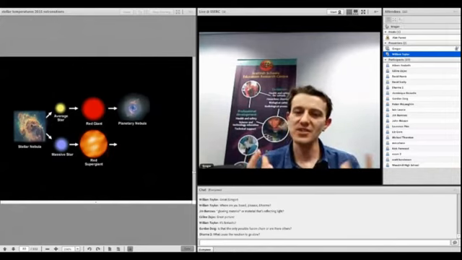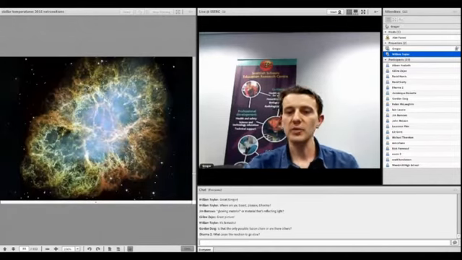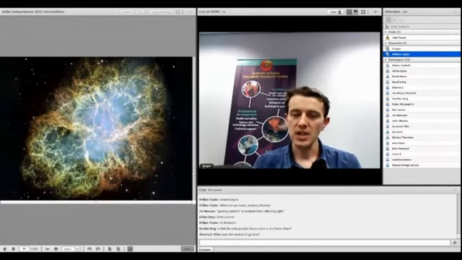Something up to maybe 8 times the mass of the sun would probably end up as a planetary nebula. And then potentially, if it's larger than that, something like Betelgeuse will follow a different route. They will explode as a supernova.